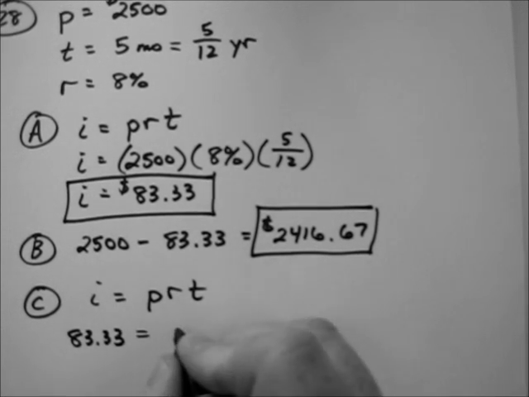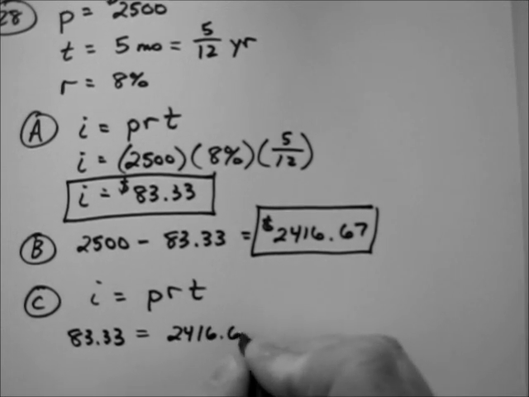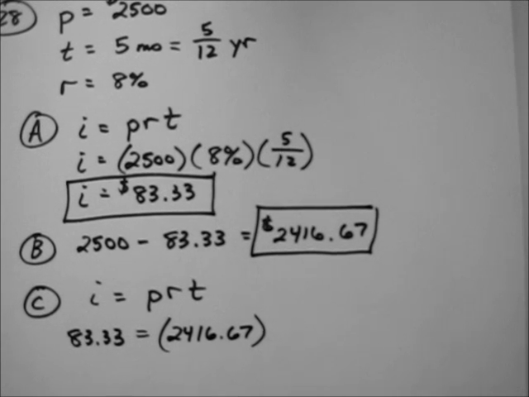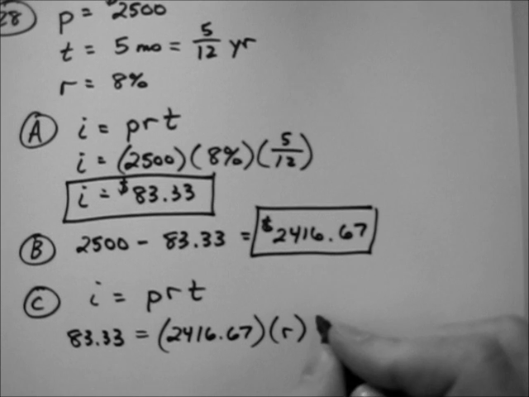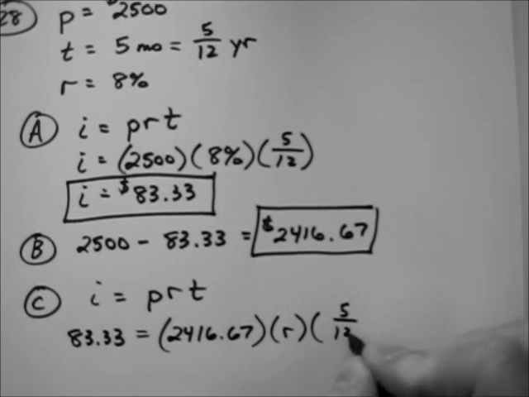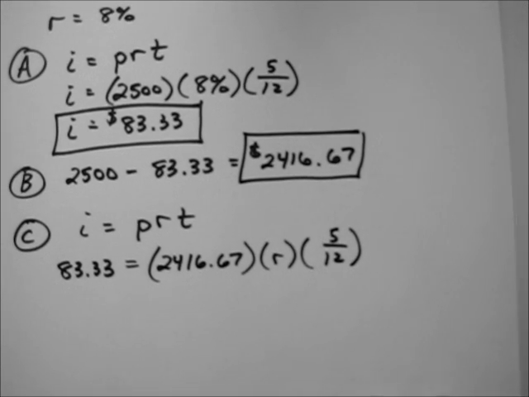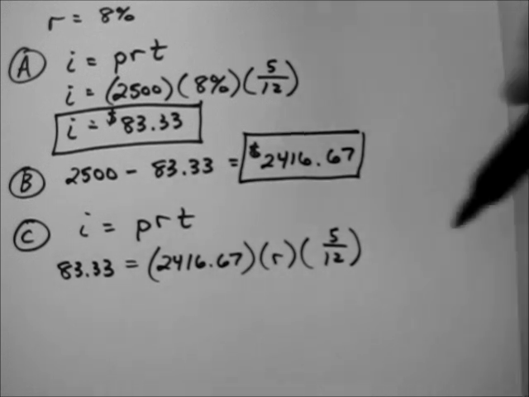83.33, the principal of $2416.67, because from Kwame's perspective, that's all he got to take home. The interest rate is what we're going to try to figure out, and the time is still 5/12. Now, when you're working with this problem, you want to be careful here. We're solving for R, so the easiest way to do this is to go ahead and figure out what the right-hand side of the equation is.